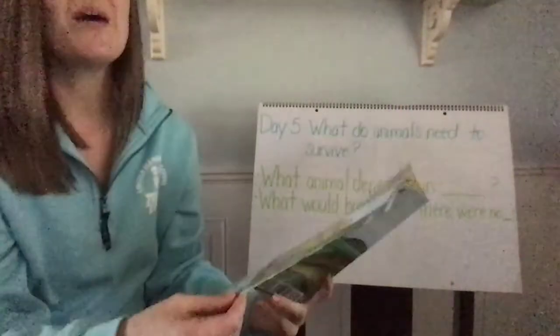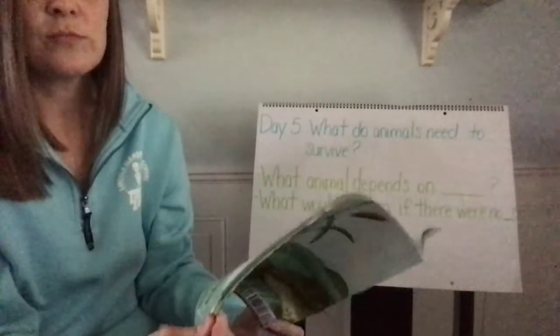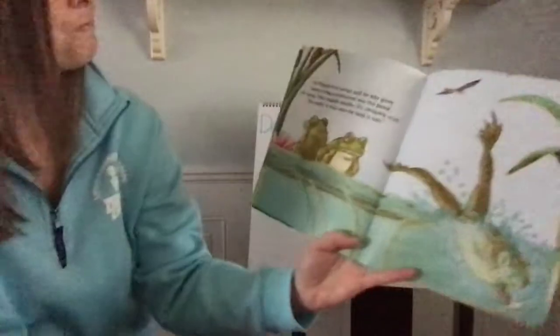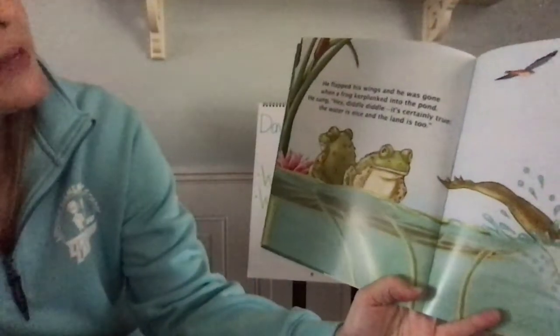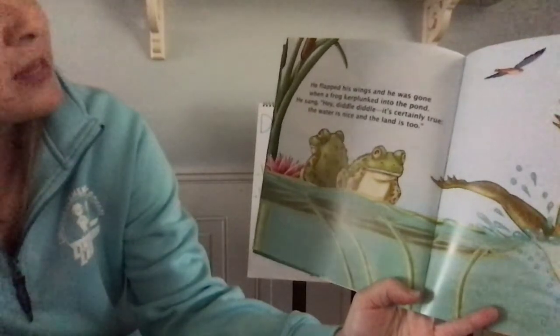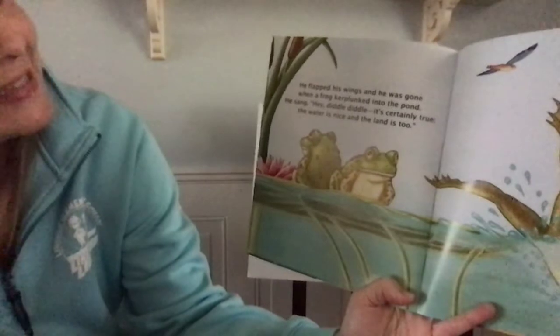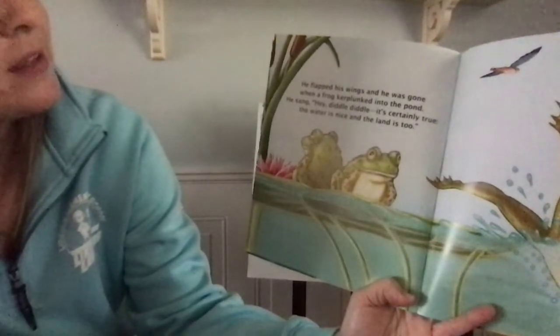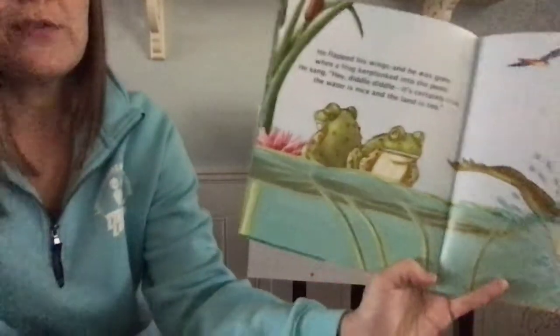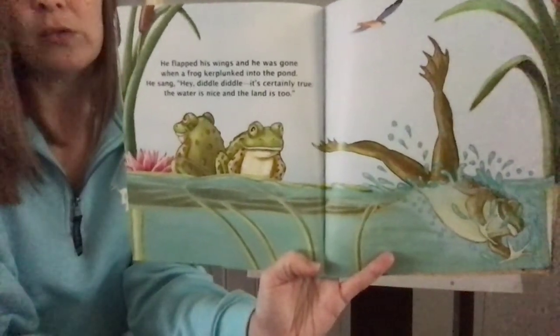So I want you to stop and think right there, what animal is depending on the snake? He flapped his wings and he was gone when a frog kerplunked into the pond. He sang, "Hey diddle diddle, it's certainly true, the water is nice and the land is too." Wonder what that means. Where do you see frogs in this picture? On the land, in the water, or both?